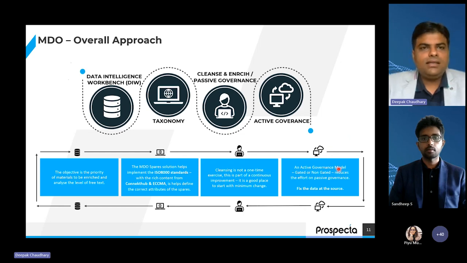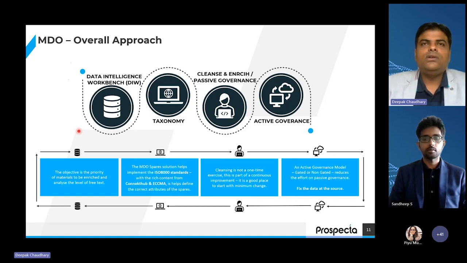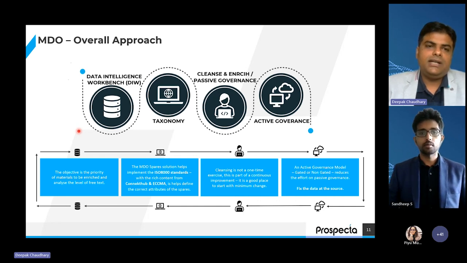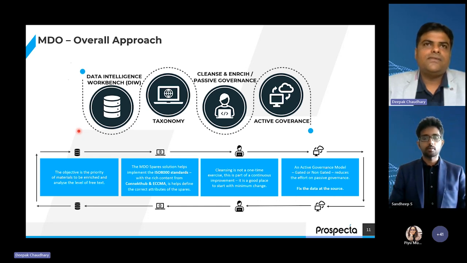And this is the overall approach that we follow. Here you can see the first one is the data intelligence workbench, the DIW framework which I talked about. This comes under the data quality management section of the platform. Let's say you want to prioritize certain materials for cleansing or enrichment. If it's a very big organization, you will have millions of spare parts in your system, and you don't want to spend a lot of money cleaning up all of your data, including data which is not required.